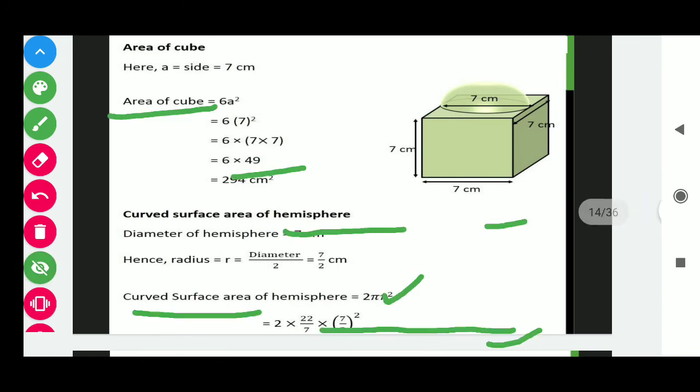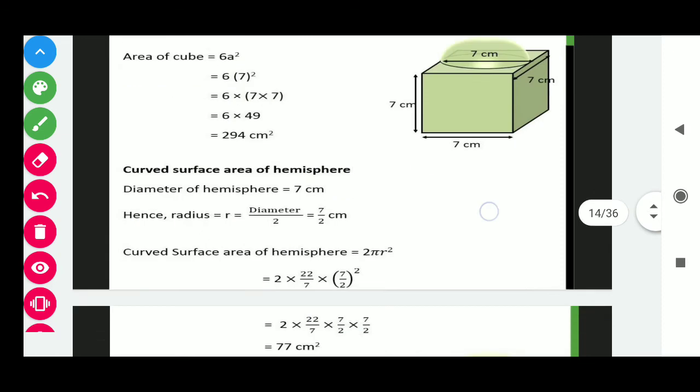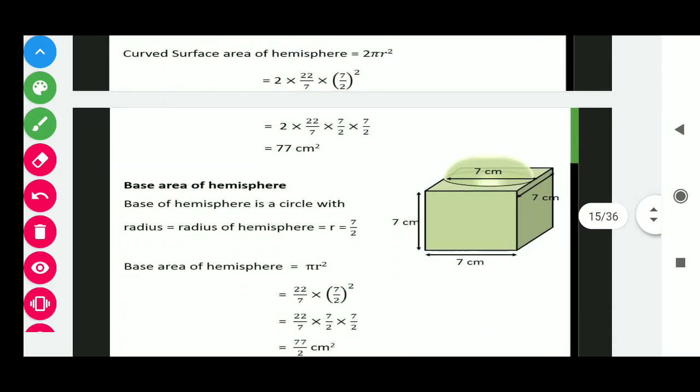Here the formula for the area of a cube is 6 into a square, side is 7, so square of 7 is 49, 49 into 6 we get 294. Curved surface area of hemisphere: diameter of the hemisphere is 7 centimeter as we have already discussed, and its radius must be half of the diameter, that is 7 over 2. Now curved surface area of hemisphere is 2 pi r square. By putting the values of pi and r, we get the curved surface area of hemisphere is 77 square centimeter.